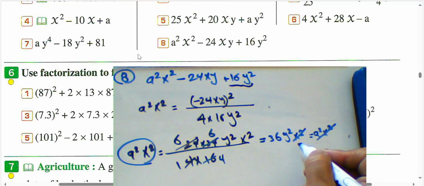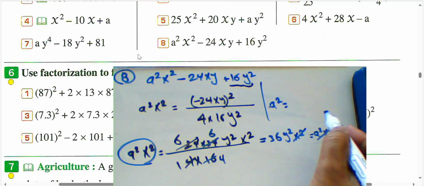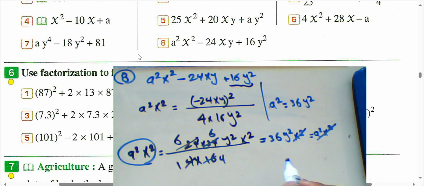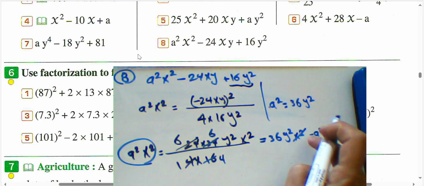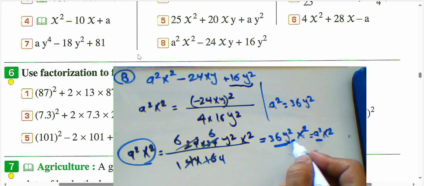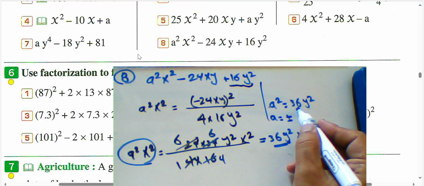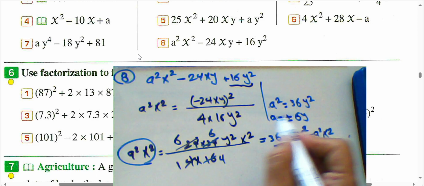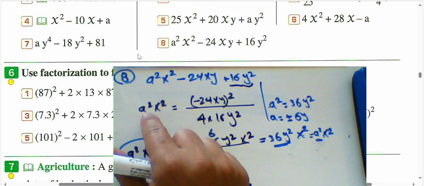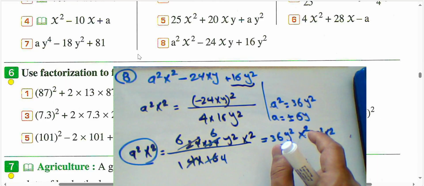We can divide them. Then a power 2 will be equal to 36 y power 2. Okay, we can write the coefficient of them. A power 2 equals 36 y power 2, and the value of a will be positive or negative square root of 36 y power 2. It will be 6y. Then the value of a equals positive or negative 6y. Okay, because here we have a power 2, and if you get the square root of the number, you must write positive or negative.